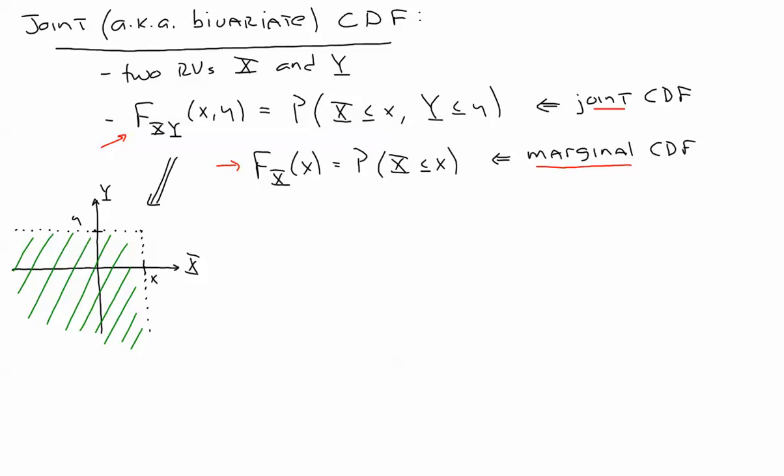Another thing I need to point out is this comma. That comma right there is a conjunction. It means the word and. So my joint cumulative distribution function means that random variable capital X is less than or equal to some variable level little x, and at the same time, simultaneously, random variable y lies less than some variable level little y. Okay, let's look at the properties.